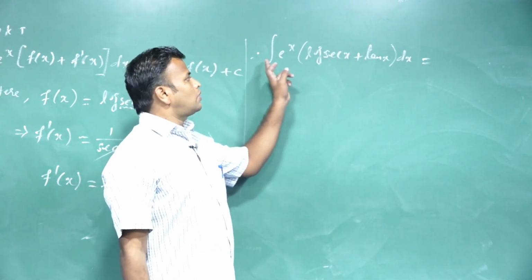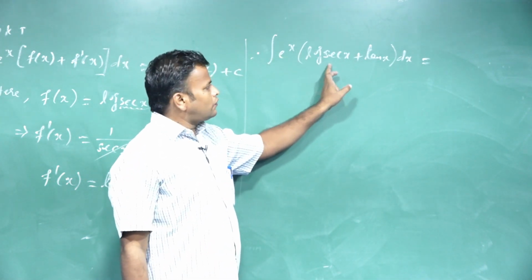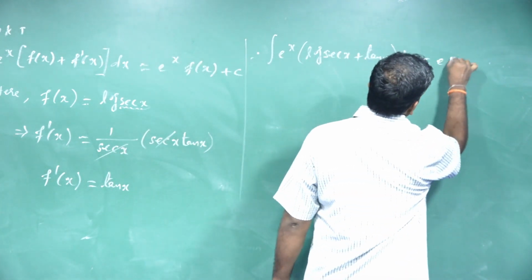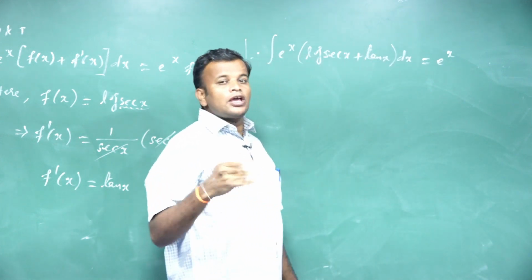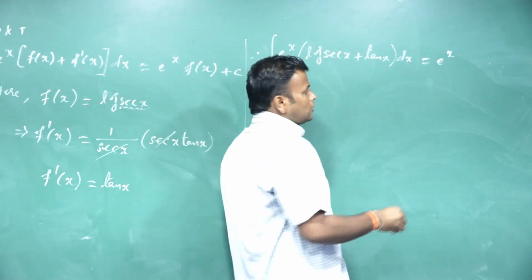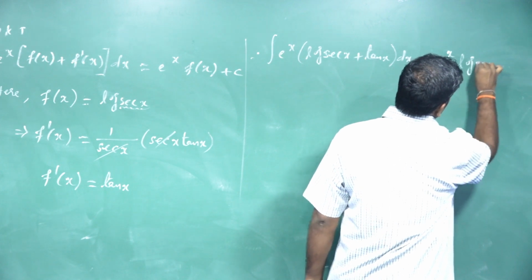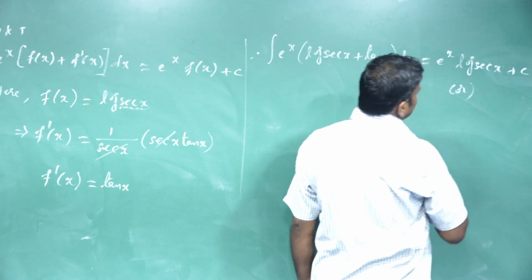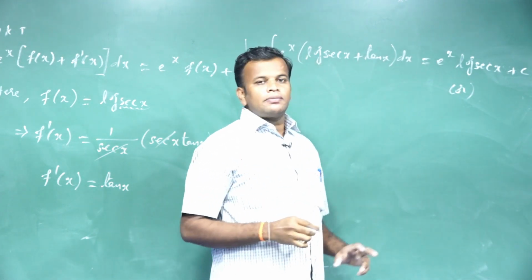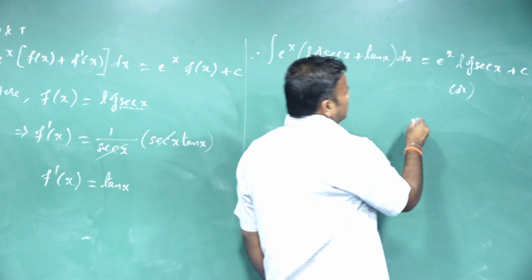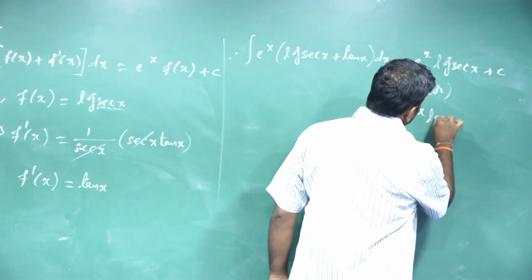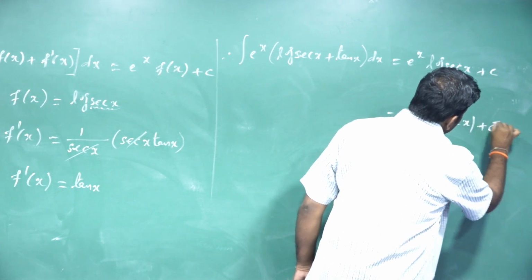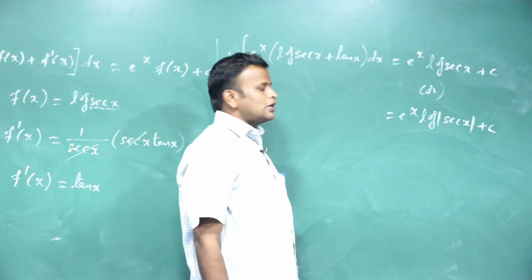Now I write exactly the form: e power x of f of x plus f dash of x into dx. So our formula is e power x into f of x. Here the f of x value is log secant x. So e power x log secant x plus c. It is our answer. But in every log, the term lies within modulus. Or we write it as e power x log modulus secant x plus c. So it's also your answer.